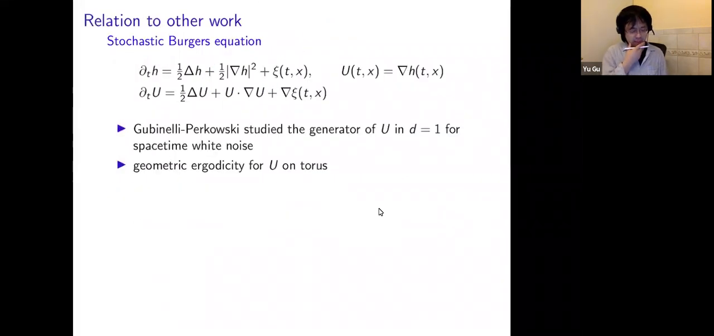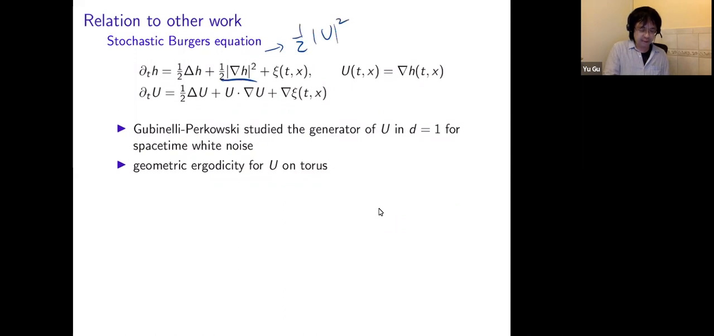So in the recent work by Gubinelli and Perkowski, they studied the generator of this equation. So this equation generates a Markov process. Then they study the generator associated with this Markov process. Of course they do it for the case of space-time white noise, so that's a singular case. And one of the consequences of the result is that they proved a certain type of geometric ergodicity for this U on the torus. As I mentioned, this part is basically a half u squared.